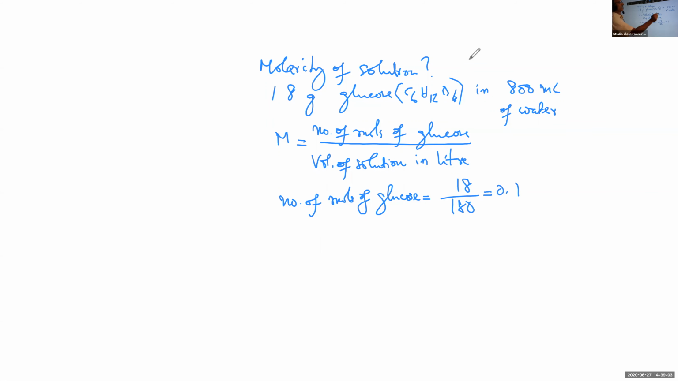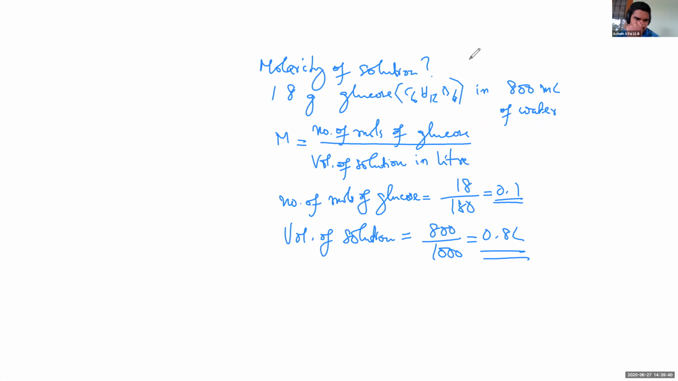Volume of solution. Here volume is given in ml. So you take the volume of water as the volume of the solution. That is equal to 800 ml. You convert that into liter. 1000 ml is equal to 1 liter, the conversion factor that is already given. So you divide this by 1000, and this is equal to 0.8 liter. You substitute these values in the former equation. Therefore, M is equal to number of moles of glucose, 0.1, by volume of solution in liter, that is equal to 0.8.